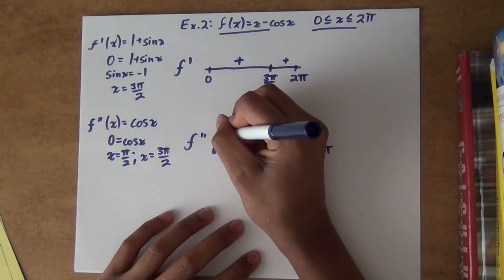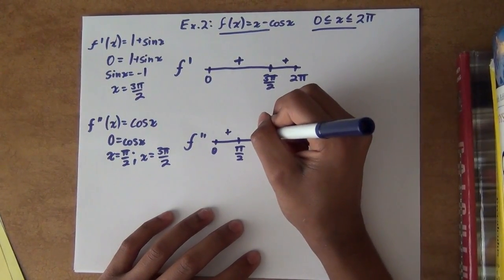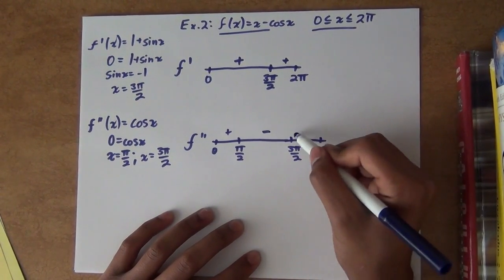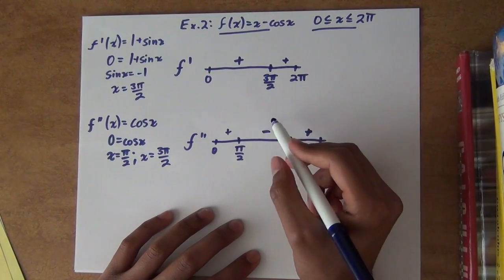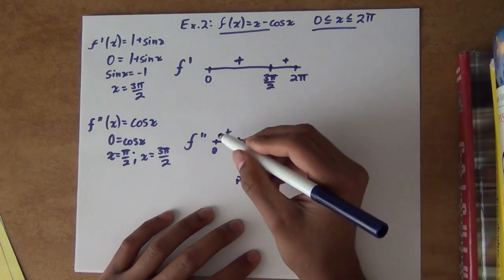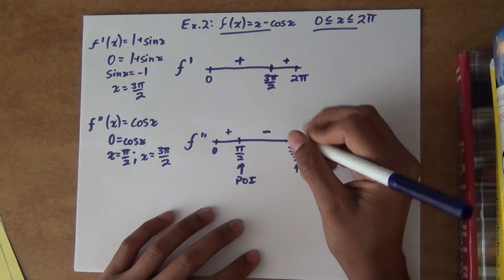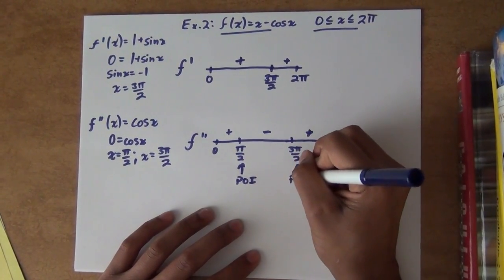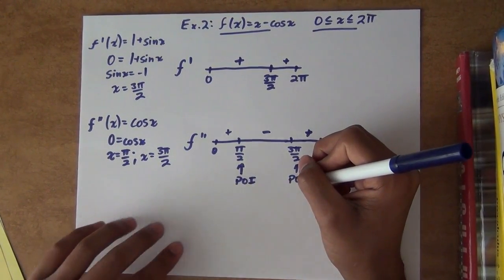So it's going to be cosine is positive here, negative between pi over 2 and 3 pi over 2, and then positive on that last interval. So it goes from positive to negative at pi over 2. That's a point of inflection. So positive as in concave up to concave down at pi over 2. Then it goes from concave down to concave up at 3 pi over 2. So that's another change in inflection. So that's a point of inflection.